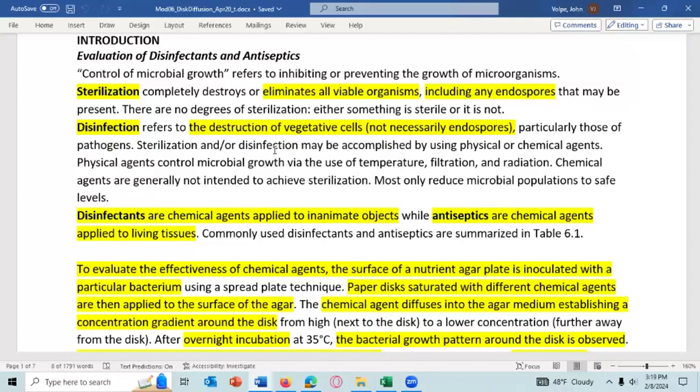Disinfection refers to the destruction of vegetative cells, but not necessarily endospores. A disinfectant is a chemical agent applied to an inanimate object, like when you're using chlorine bleach to disinfect your toilet, the bleach is a disinfectant. On the other hand, an antiseptic is a chemical agent applied to living tissues. Usually, an antiseptic is less harmful and less irritating to the living tissue than a disinfectant, but that is not always the case.